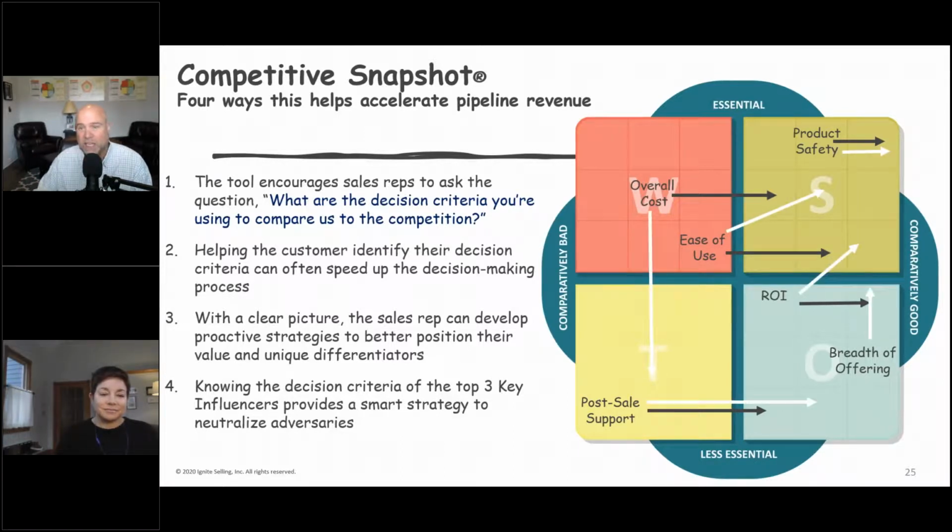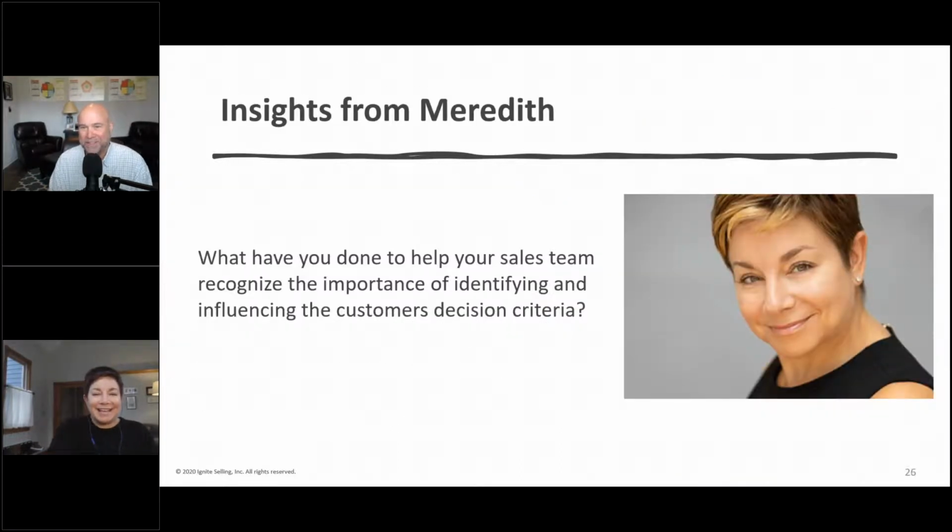Or maybe the strategy is a little bit different, similar to what we showed in the influencer snapshot. So these are things with which we can help salespeople do a better job of accelerating the pipeline simply by understanding the decision criteria. So let's go back to some insights from Meredith. Meredith, what have you done to help your sales team recognize the importance of identifying and influencing the customer's decision criteria?